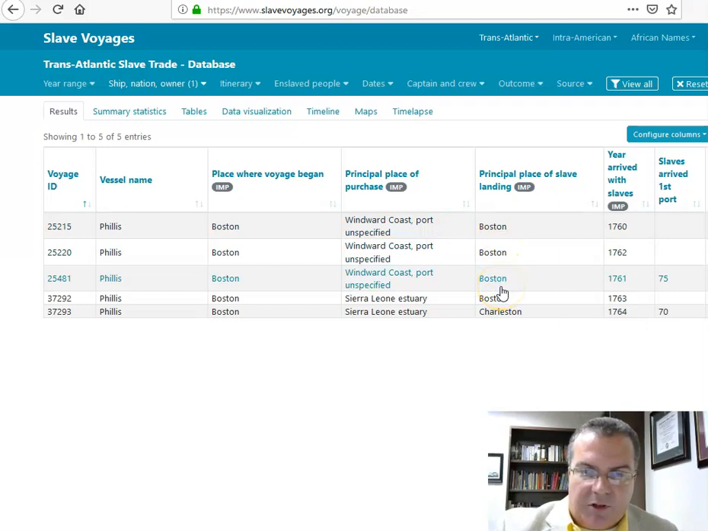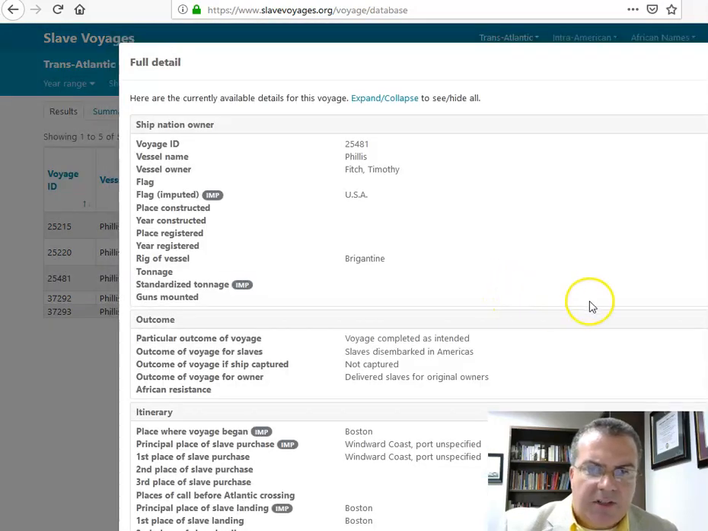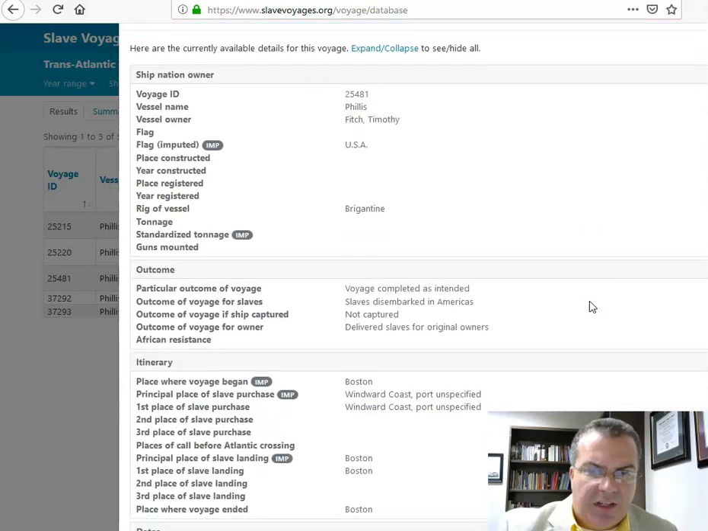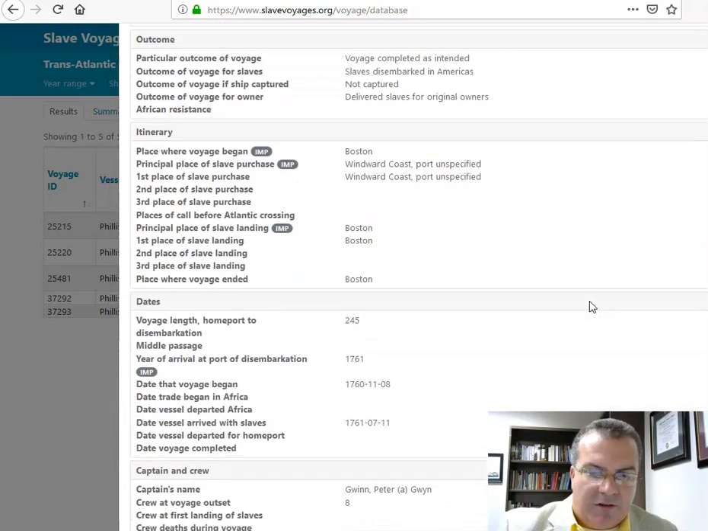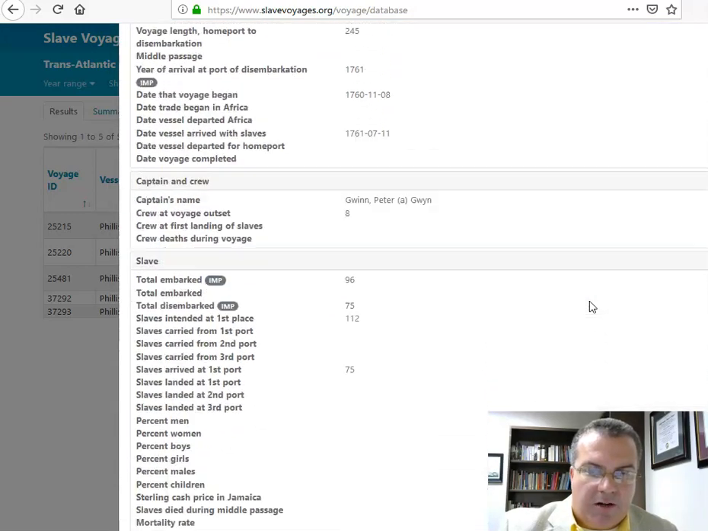And the reason I'm bringing you to this part of the database today is to click on this voyage that ended with the arrival of enslaved individuals in 1761. And that's an important date because the vessel that comes up here, and I'll scroll through so you can see some of the specifics, we have a great degree of detail that's included in these records.